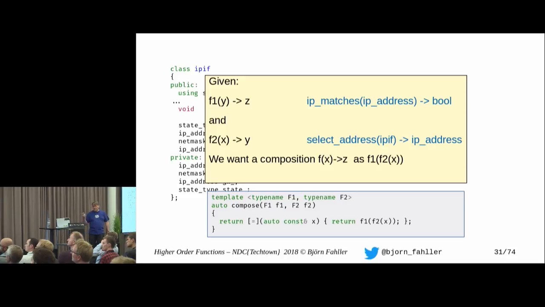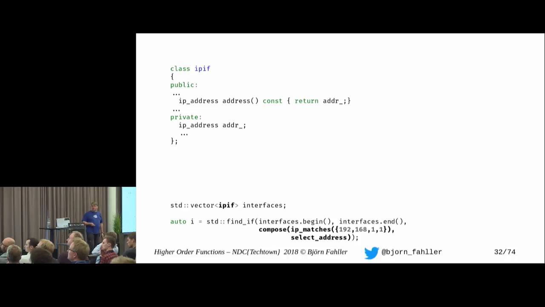This is not difficult. Again, it's a function template. It takes two function types f1 and f2. We use the auto return type from C++14 to return a lambda that captures these functions. And when called with anything, we return the result of calling f1 with f2 of x. Generalizing this to any number of functions is more difficult, but in this case, this is trivial. So I can now use this as such.